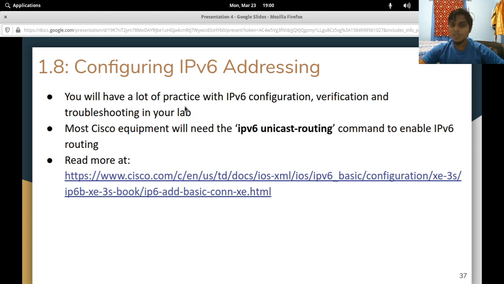So you'll have a lot of practice with IPv6 configuration, verification, and troubleshooting in the lab. So this is the topic that I mentioned, that is configuration. In the lab you'll actually get hands-on with this and you'll see how to configure these addresses. Most Cisco equipment will need the IPv6 unicast routing command to enable IPv6 routing. You can read some more on basic connectivity here, but as I mentioned, in the lab you will be doing it.